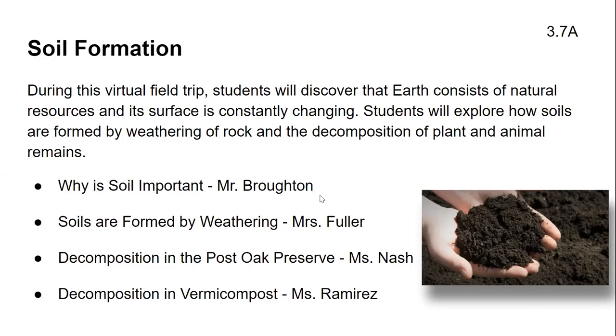We'll do four sessions. Why is soil important, by Mr. Broughton. Soils are formed by weathering, by Mrs. Fuller. Decomposition in the post-oak preserve, by Ms. Nash. And decomposition in vermicompost, by Ms. Ramirez.